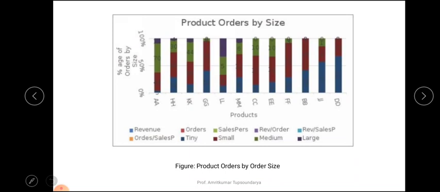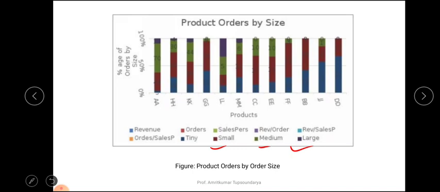Dark green here shows that the size of the orders are medium sized, and purple shows you that the size is large. So this is just the representation of the product orders by order size.